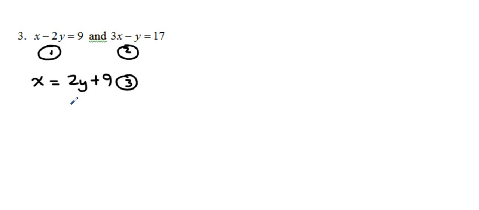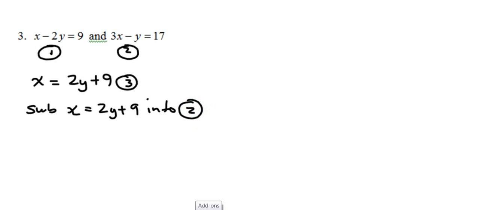So now we're going to sub x equals 2y plus 9 into the other equation. So I can't sub it back into this equation. I got to substitute it into 2. So everywhere where there's an x, I'm going to replace it with 2y plus 9. The method is called substitution, right? We're substituting for a variable. So we have an expression for x.